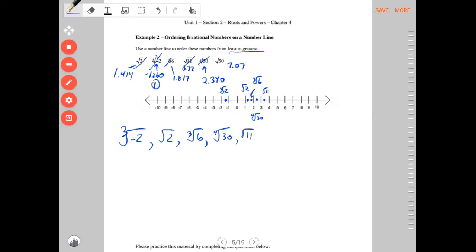And then root 50 is 7.07. So that's like way up here. So root 50 is last. Okay, and that is how you order these things on a number line.